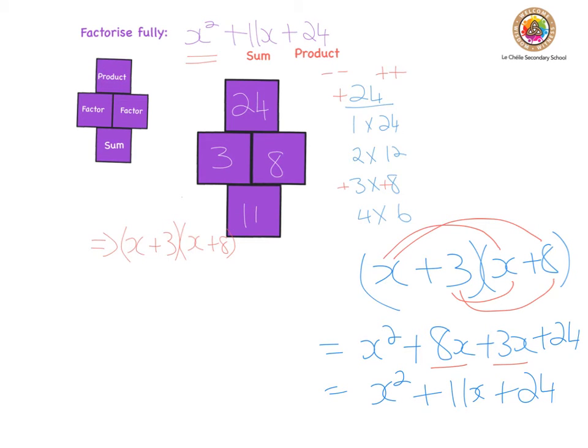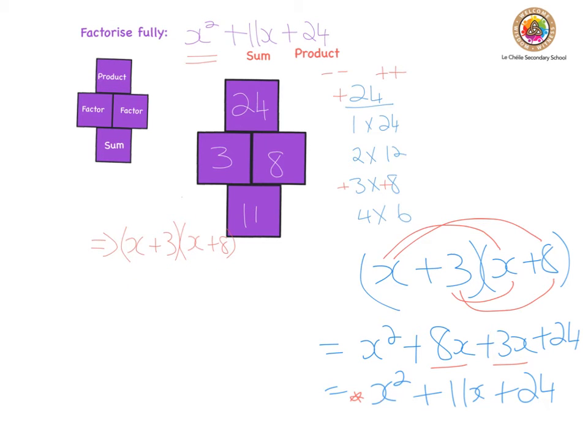So if I check here, is this exactly what I was given at the beginning? It is. So I know I'm correct. So I can very clearly say then that the factors of x squared plus 11x plus 24 are x plus 3 times x plus 8.